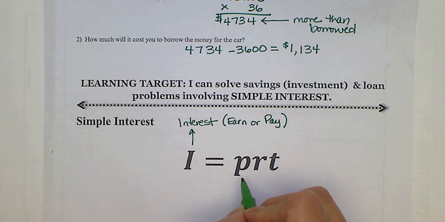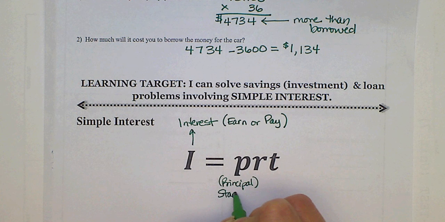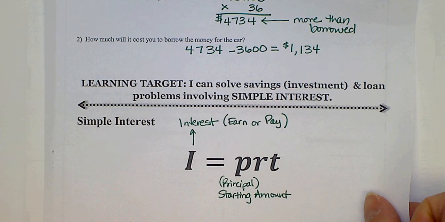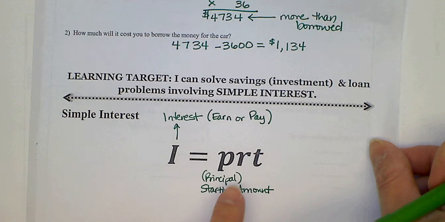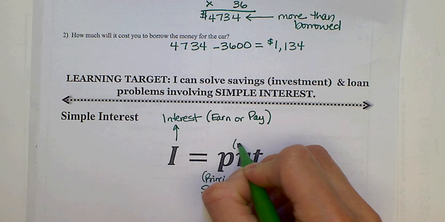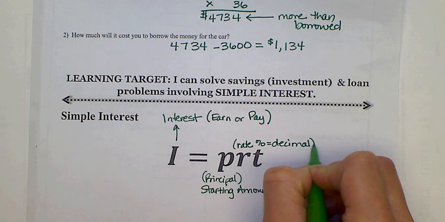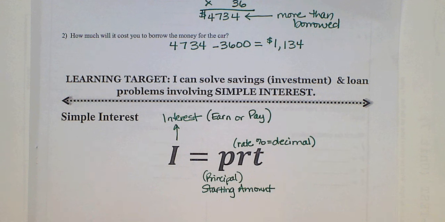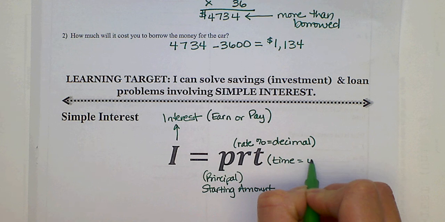The P is going to stand for principal. Principal is your starting amount. So this is the amount that you start with. In the example above, we started with $3,600. The rate, R, is your percent written as a decimal. So we'll talk about that more specifically in the next video. And the last letter, T, is time in years.